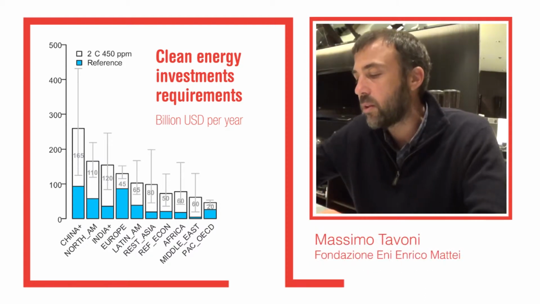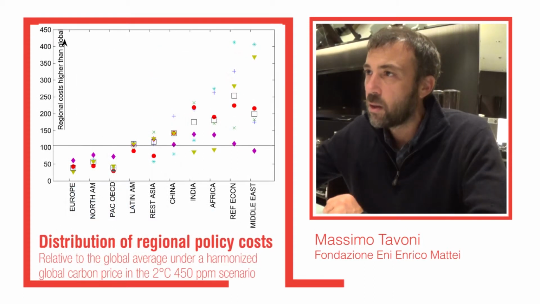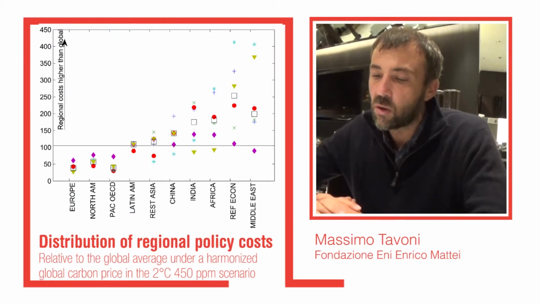What does really matter for negotiation is not the extent of global costs, but rather the extent to which one region would pay more or less with respect to another. So that's why we look at the distribution of costs. And this is what you see in this chart.